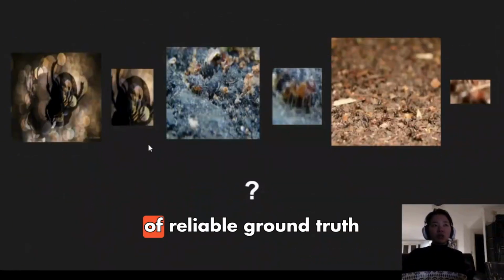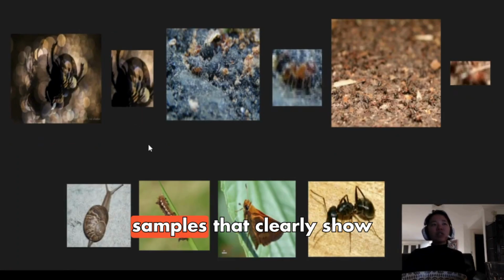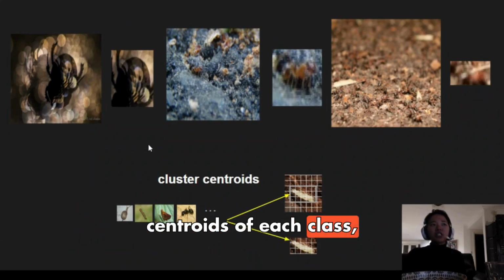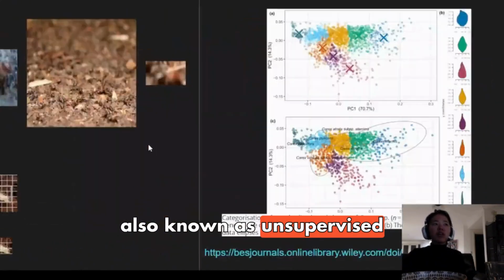For this to work, we need some sort of reliable ground truth for the exact morphology of the pest. For this, we can define a small set of manually verified samples that clearly show the morphology or features for each class, or we can use cluster centroids of each class, which DINO version 2 embeddings almost always form even amidst noise, also known as unsupervised seed extraction.